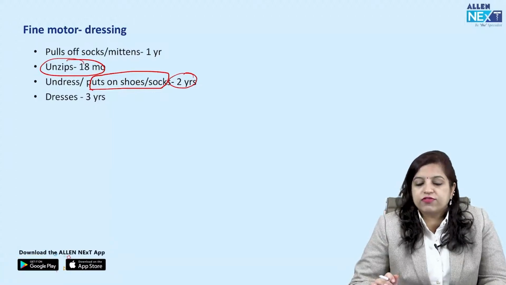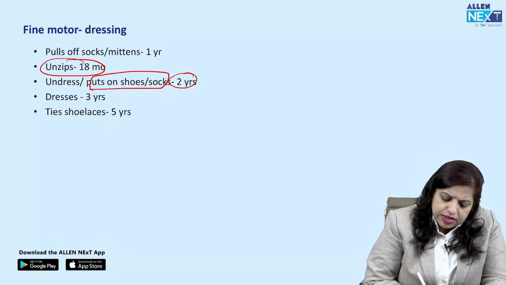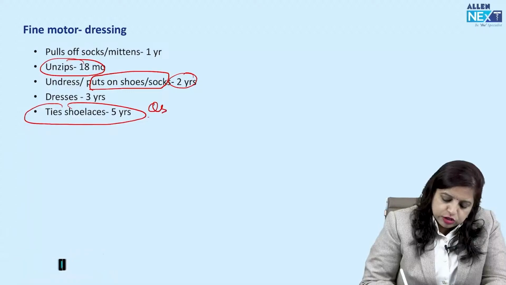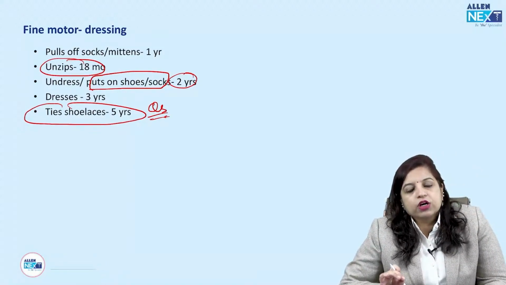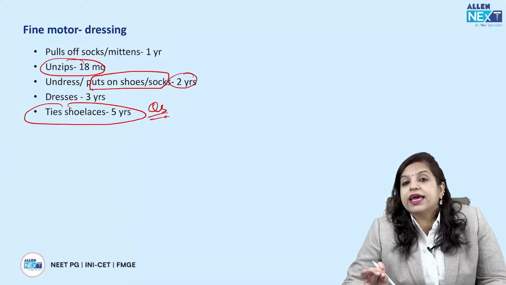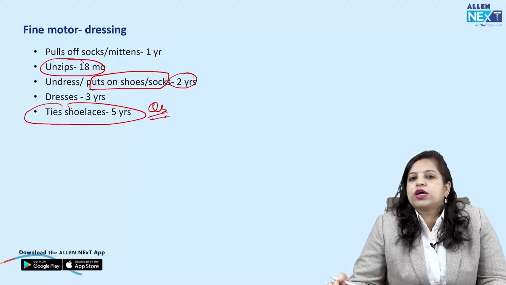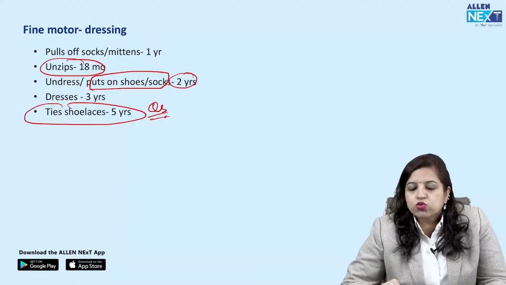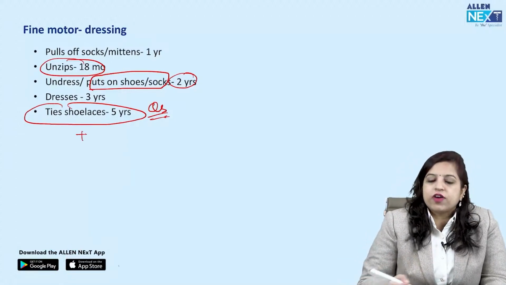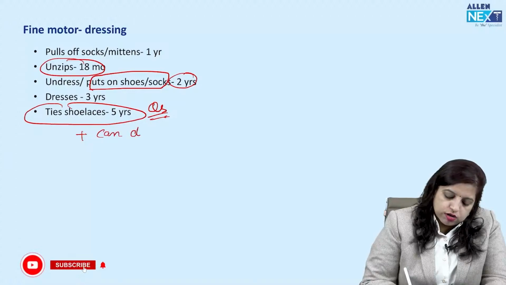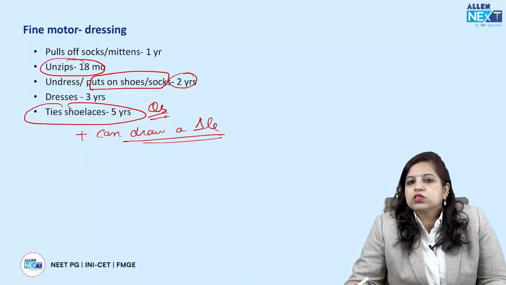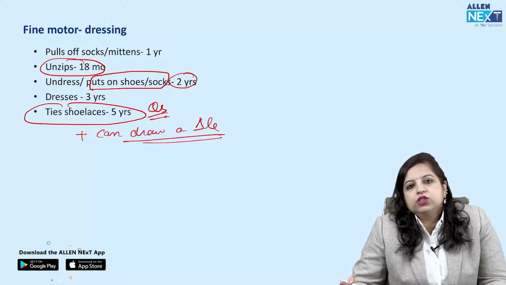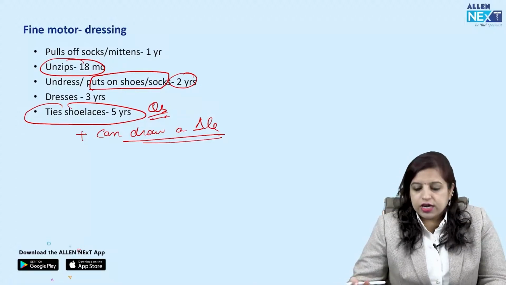Now he is able to undress himself at 2 years, while he will be able to dress himself by 3 years of age. And finally, the tying of shoelaces, very, very important from your examination point of view. Lots of questions. This is one clue that will be there in the question that will help you decide whether the child is of 5 years of age or not. Tying shoelaces, and the other thing which comes for 5 years is can draw a triangle. Always remember that, bacha. If you are able to spot these two milestones in the question, then straight away go for the age of 5 years, right?